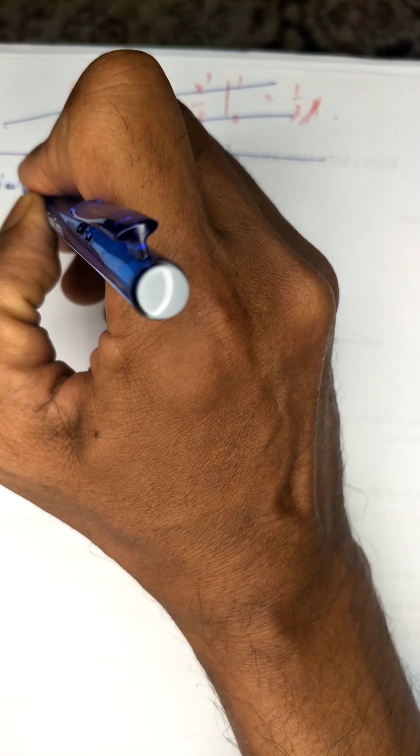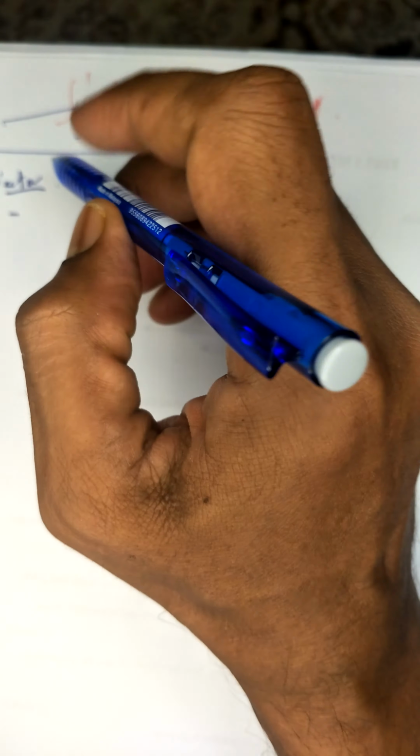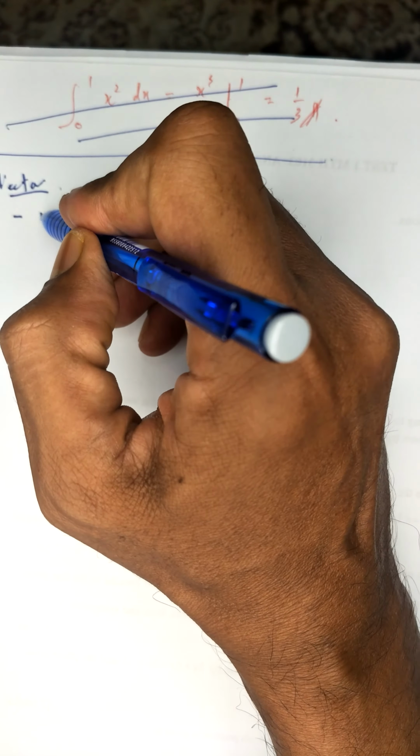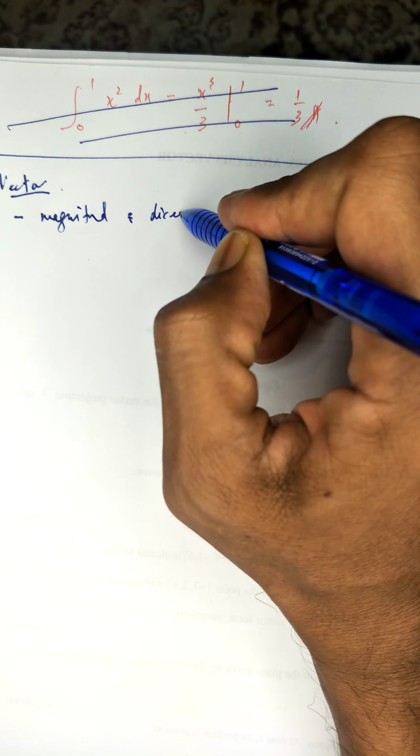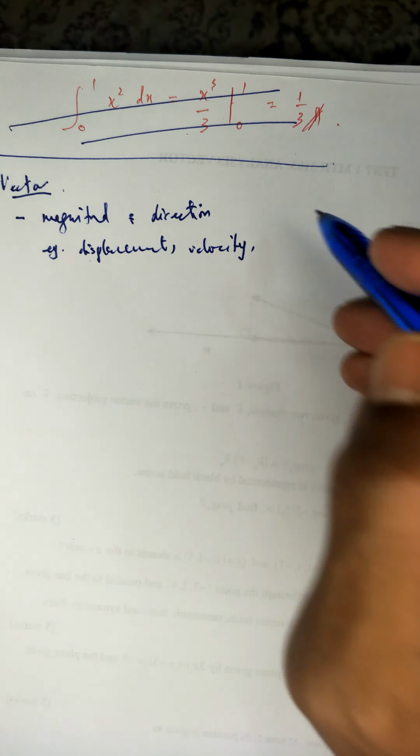So what is a vector? A vector must have a magnitude and a direction. For example, you can consider displacement, velocity, force, and so on.